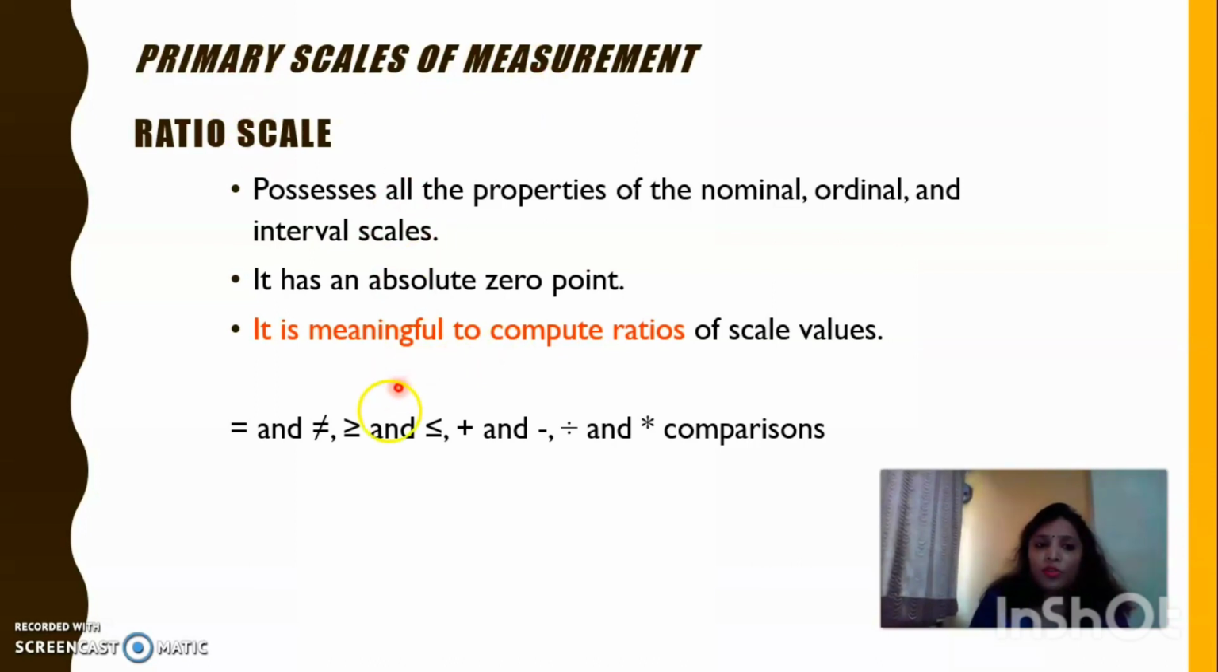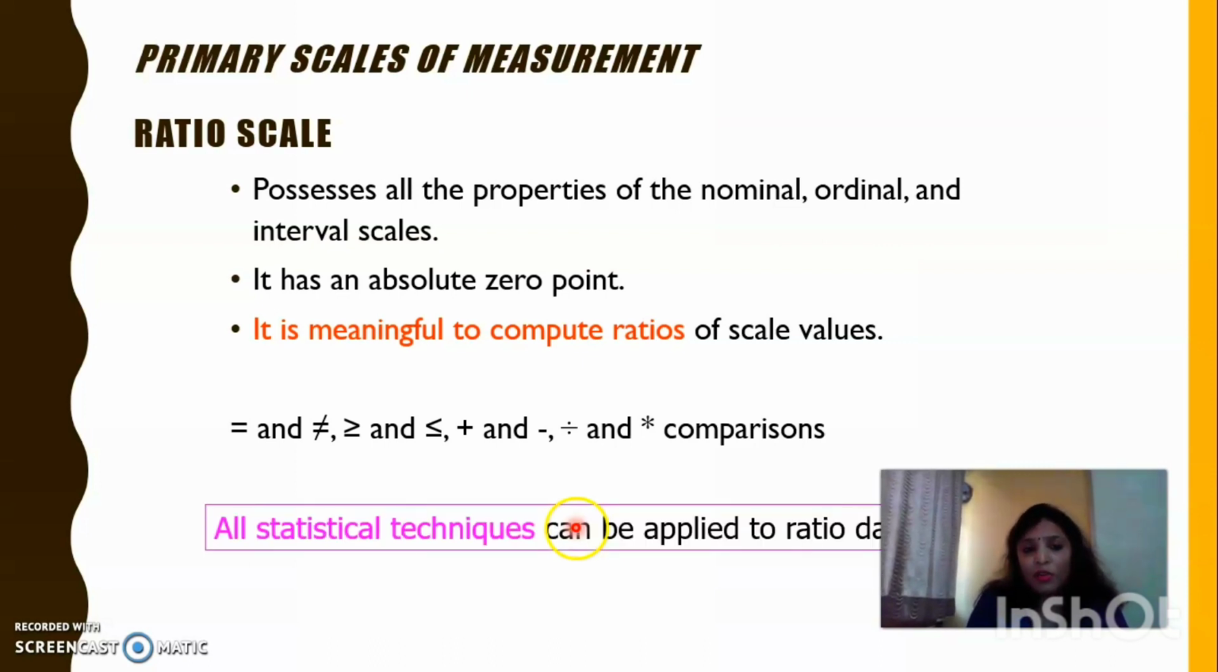So on ratio scale, you can perform equal to and not equal to comparison, right? Greater than and less than comparisons, plus and minus comparison, because you can subtract and add the weights, division and multiplication comparisons, because when you are dividing, you are taking the ratio. So ratio scale is the higher order scale, and on this particular scale, all the statistical techniques can be applied.